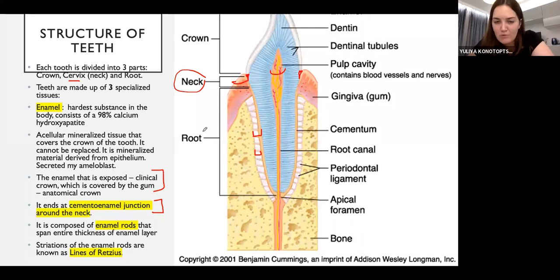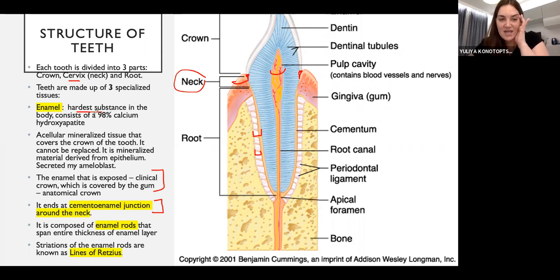So two types of crowns, anatomical and clinical. Clinical, I repeat, is the enamel which is exposed. It's the visible part. But as you can see, enamel does not just stop here. It goes deep, right? So the part which is covered by the gingiva, this is anatomical. So let's speak a little bit about the enamel. Enamel is the hardest substance in your body. Nothing is harder than enamel.